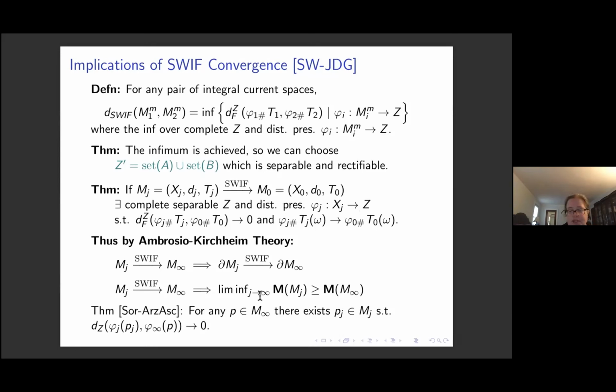This notion of p_j's converging to p is going to depend on your choice of phi_j's. It depends on the choice made in this theorem.